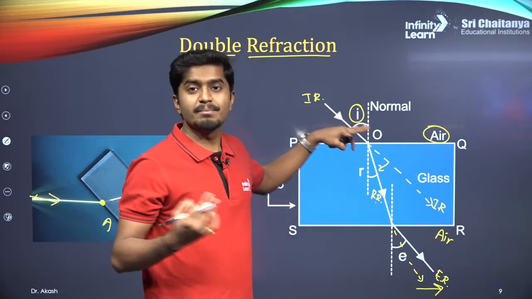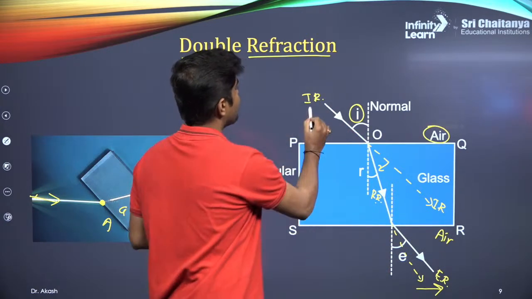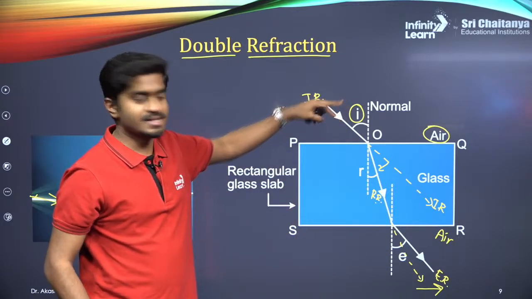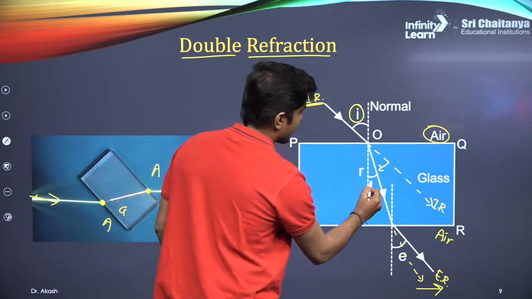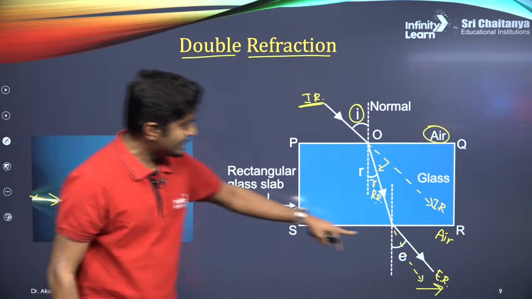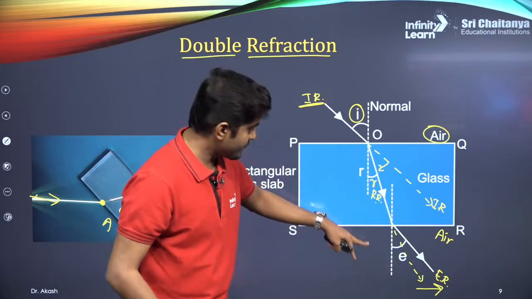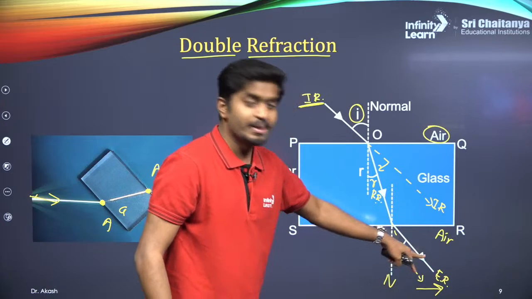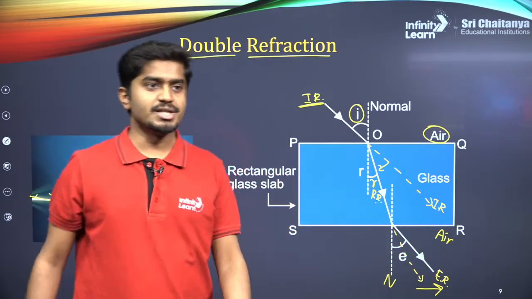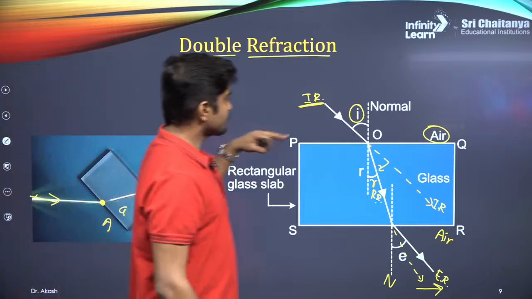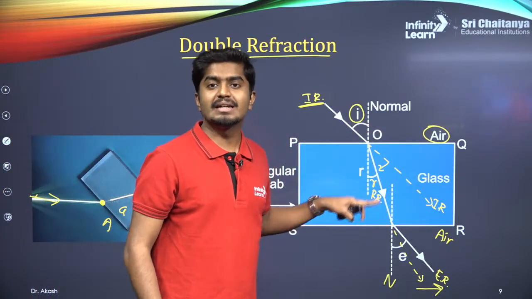Now let's learn some terms. The angle between the incident ray and the normal is our angle of incidence. Here is the angle of refraction R, and this is the angle of emergence, because there is a normal and the emergent ray, and the angle between them is the angle of emergence, correct? Rarer to denser.